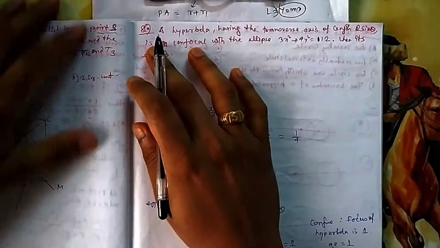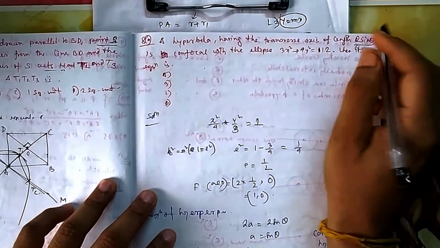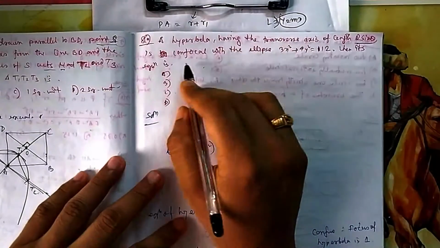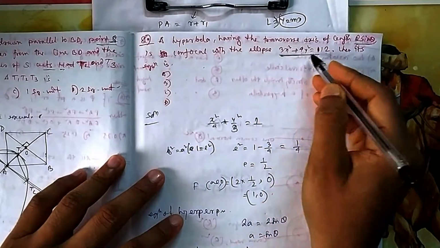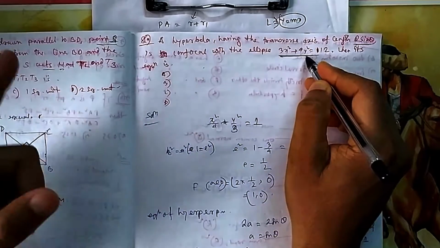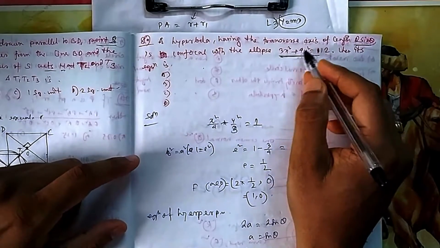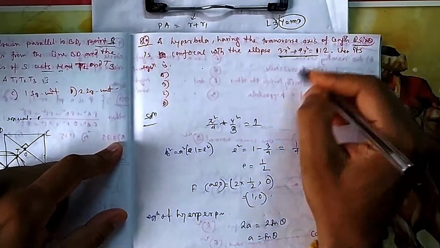Okay, if you see question number 8A, a hyperbola having a transverse axis is given. That means 2A is given to you, that means A is given to you. It is confocal. Confocal means the same focus, confocal with the ellipse. So the focus you will get from here, and that focus is the same focus for the hyperbola also. So that means the AE that you get, the focus, will be equal to AE, and A you know, E you will get.